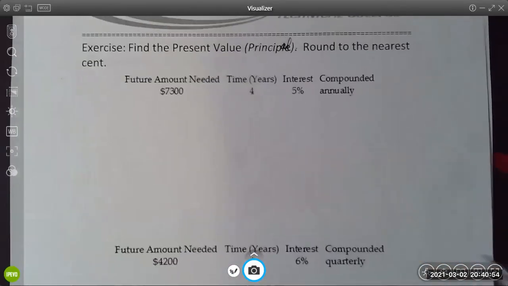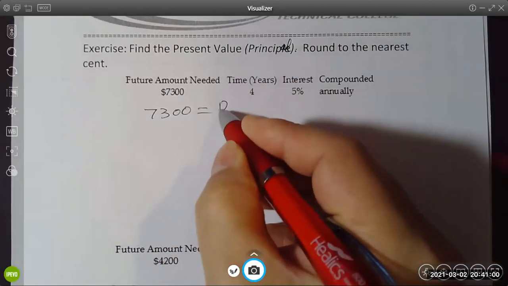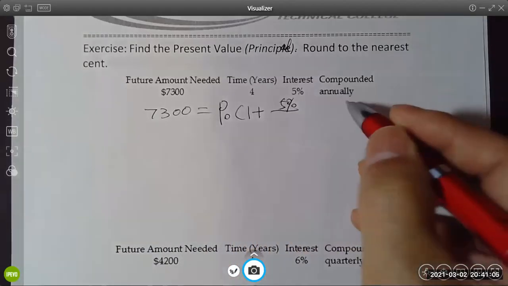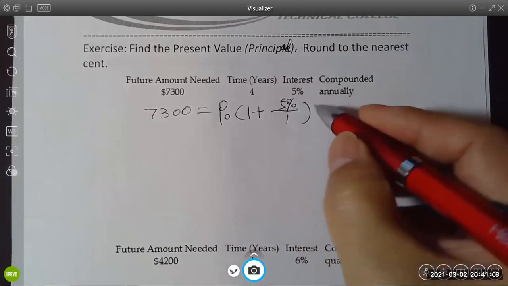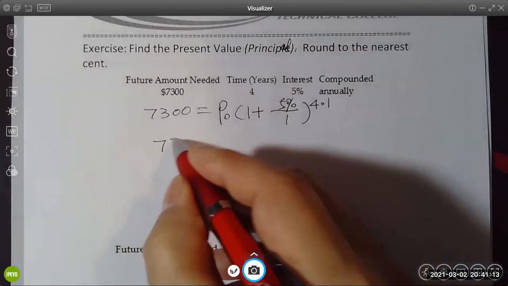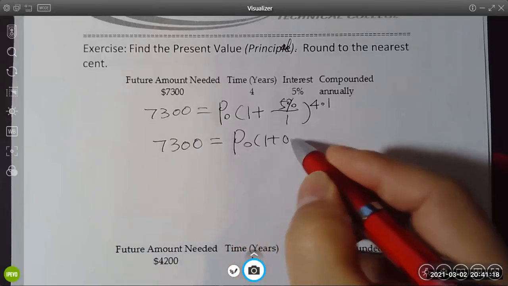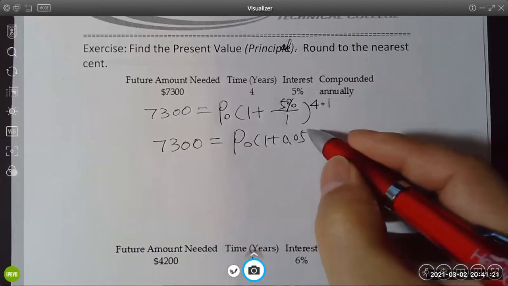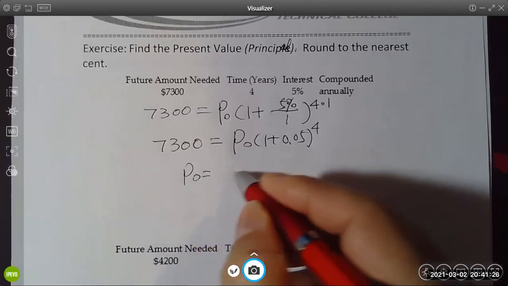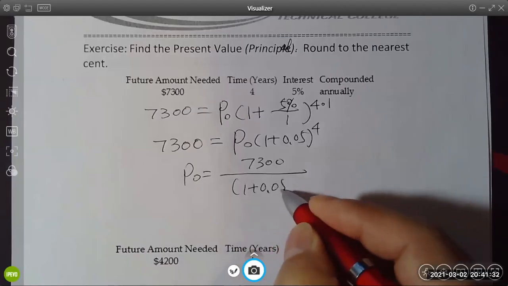So this is a very simple one. We just found P0, right? Future value equals P0 times 1 plus interest rate divided by K. Annually, K will be 1. And NK, N represents time in years, times 1. So this is a straightforward one. 7,300 equals P0 times 1 plus 0.05. You don't need to divide by 1 because it won't make any difference. So P0 equals 7,300 divided by 1 plus 0.05 to the power of 4.